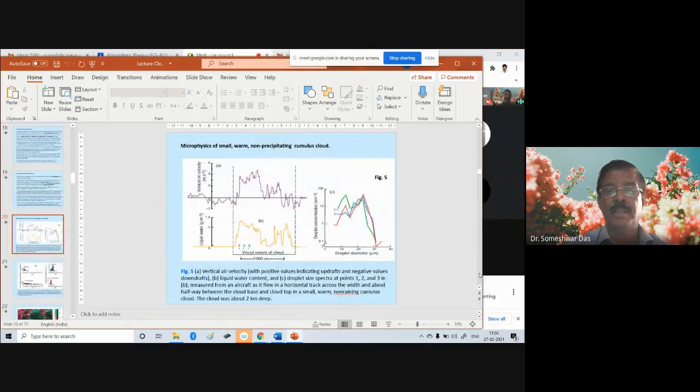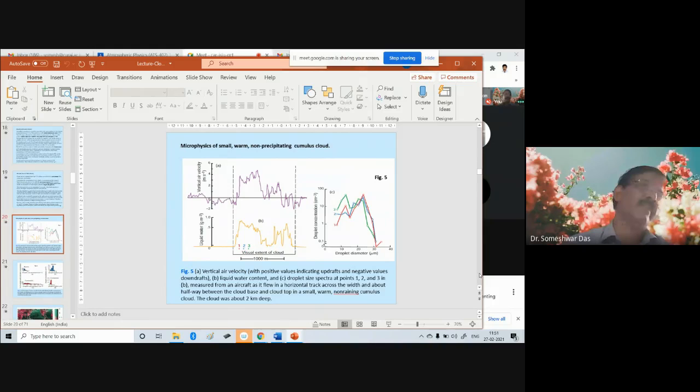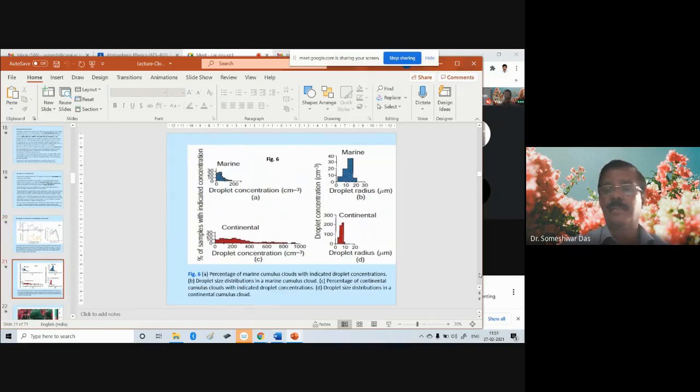We also talked about the droplet diameter versus the droplet concentration in the last class. And we talked about the vertical velocity inside the cloud. Inside the cloud, as you know, there are updrafts and downdrafts. When there is an updraft, a strong rising motion, the vertical velocity is positive, and when there is a downdraft, a strong sinking motion, the vertical velocity is negative. We discussed those things in the last class.